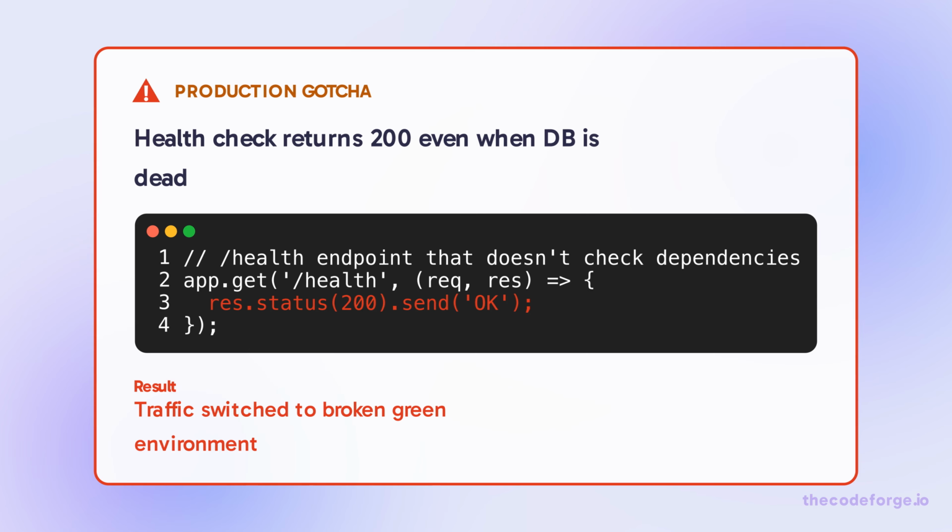I've seen a team use health that returned 200 even when the database connection was dead. Use a health check that queries the database and checks a critical external dependency.